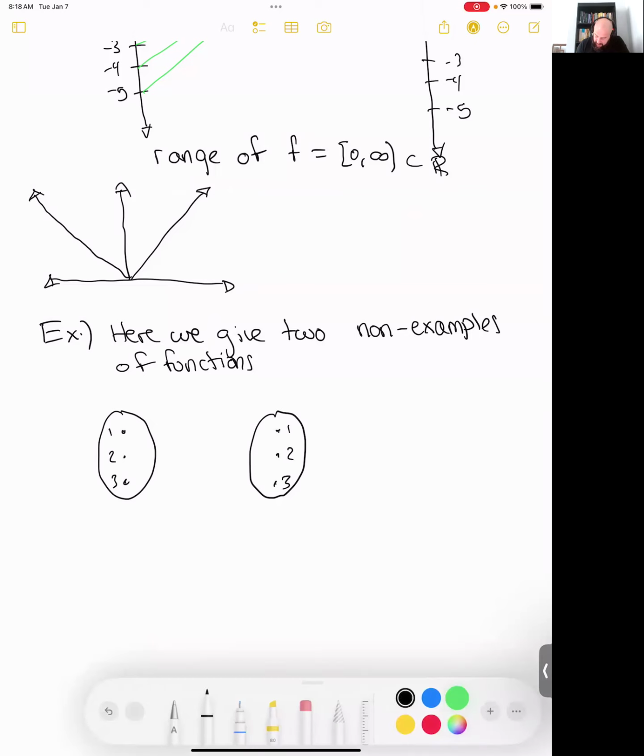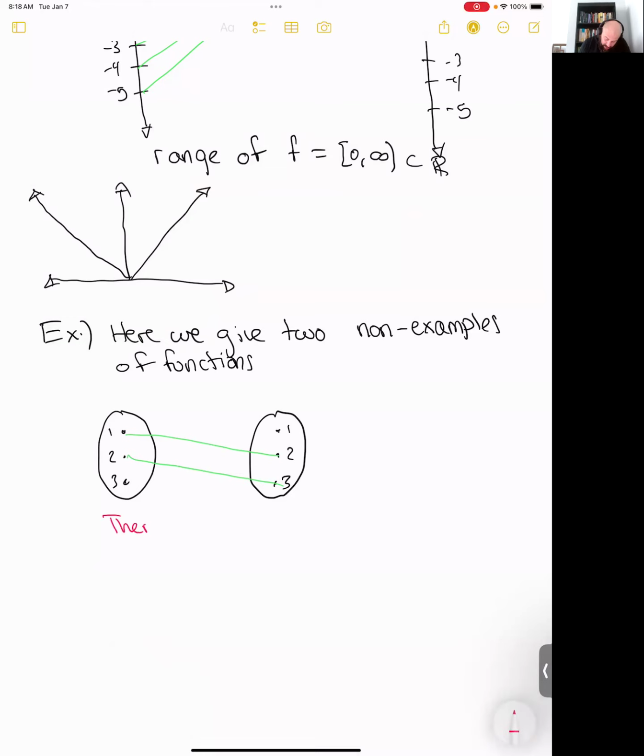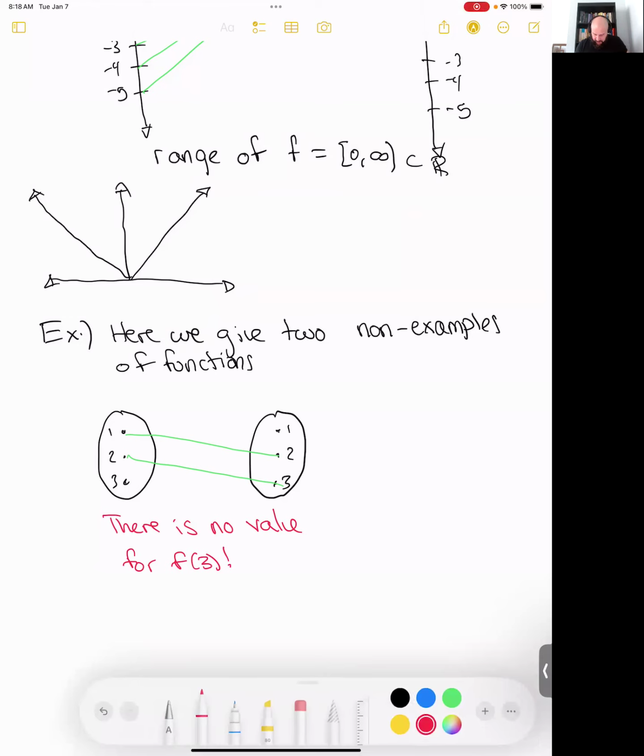And if I just say that, maybe 1 gets sent to 2, 2 gets sent to 3, and then I stop, then this is not a function because there's no value for f of 3, right? So there is no value for f of 3. So it's not a function. And okay, that's one way. You just don't define what the function does for a particular value of the domain.